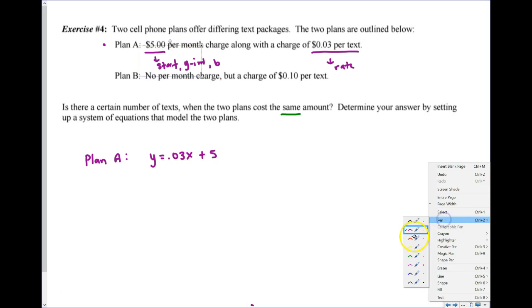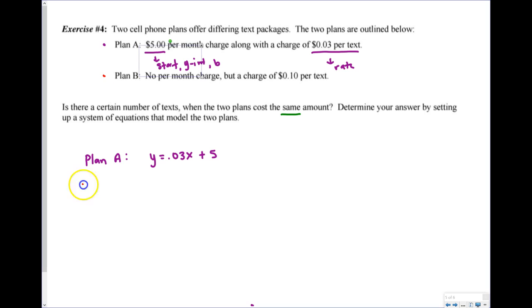Plan B, let's make it red. No per month charge, that means that's 0. So we're not even going to have a y-intercept. So this basically has a 0 at y, and a charge of 10 cents per text. So this is going to look like this, y equals 0.10x. And you could put plus 0, but we're not going to.